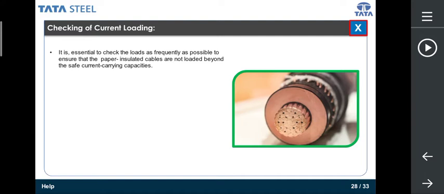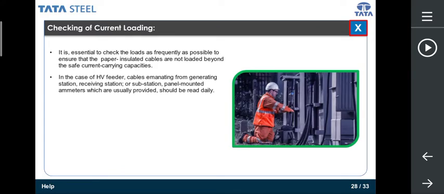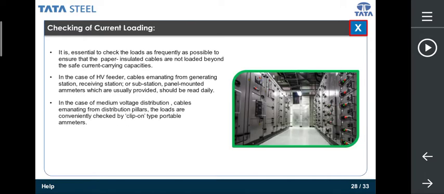The life of paper insulated cables is considerably reduced through overloading. It is therefore essential to check the loads as frequently as possible to ensure that the cables are not loaded beyond the safe current carrying capacities. The derating factors due to grouping of several cables, higher ambient ground temperature, and higher thermal resistivity of soil should not be neglected. In the case of HV feeder cables emanating from generating station, receiving station, or substation, panel-mounted meters, which are usually provided, should be read daily.